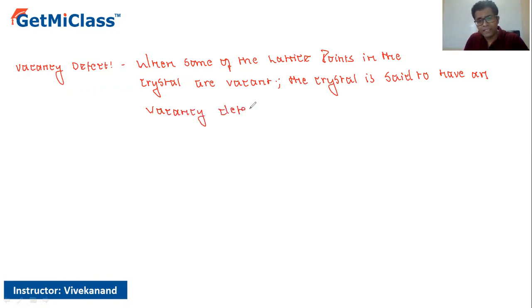Now, if that particular thing is missing, that means it is going to affect the density. So this particular defect affects the density of the given solid or of the given substance, right? So this is about the vacancy defect.